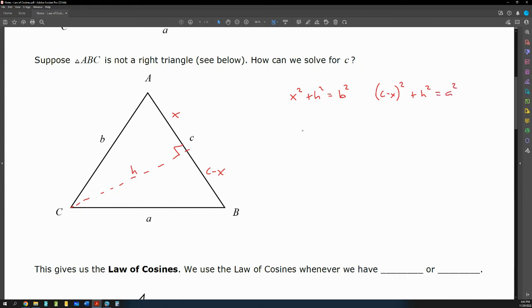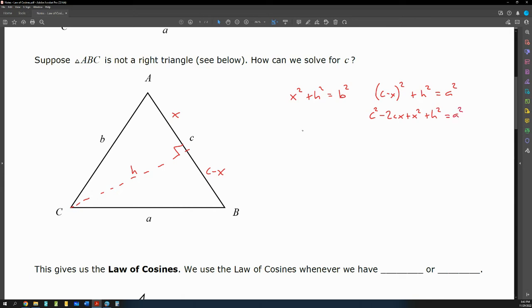Okay? Let's go ahead and simplify that quantity C minus X squared. So we're going to multiply that out. This is a binomial squared. So we have C squared minus 2CX plus X squared. Don't forget that middle term. We're going to go ahead and bring down our H squared and our equals A squared.